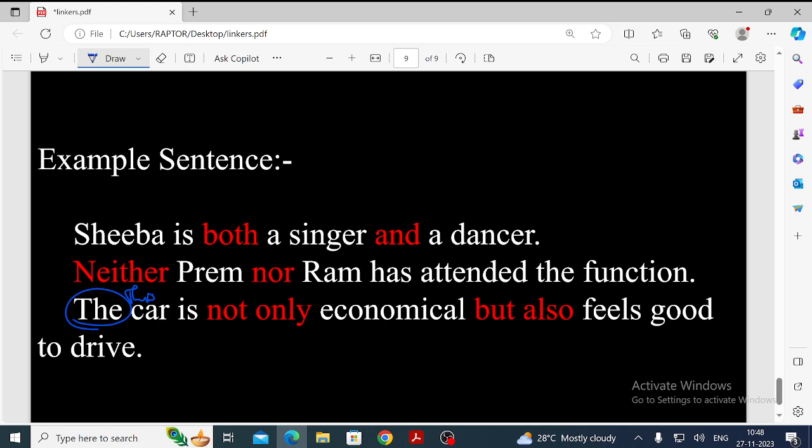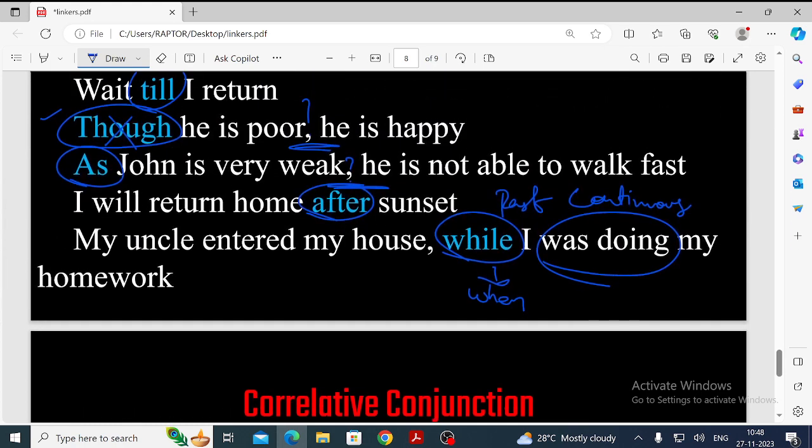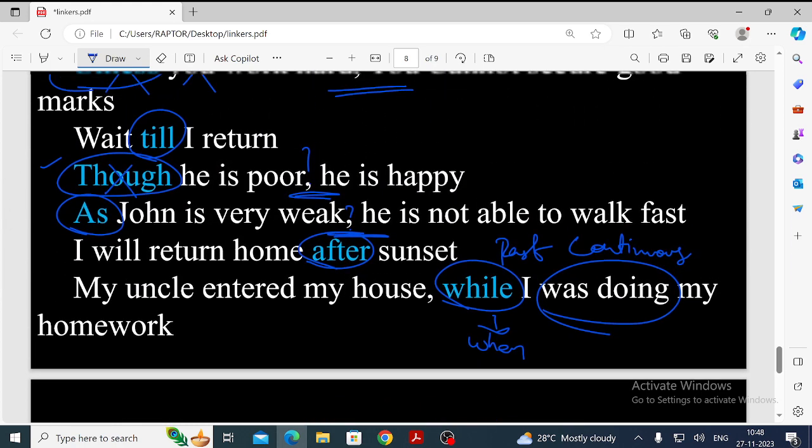Even in error spotting they used to give these. That's what I remember now. Listen here. Remember, even in error spotting they will give you the sentence, like they will give you both the words: as John is very weak, so he is not able to walk fast. We want to find the error, so what should we do, my dear?